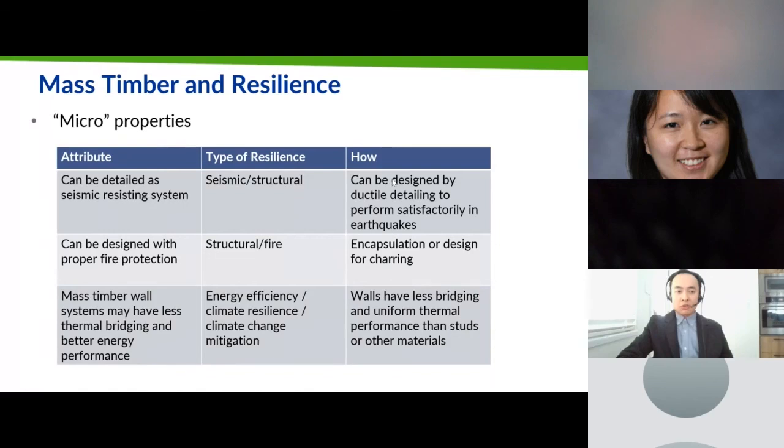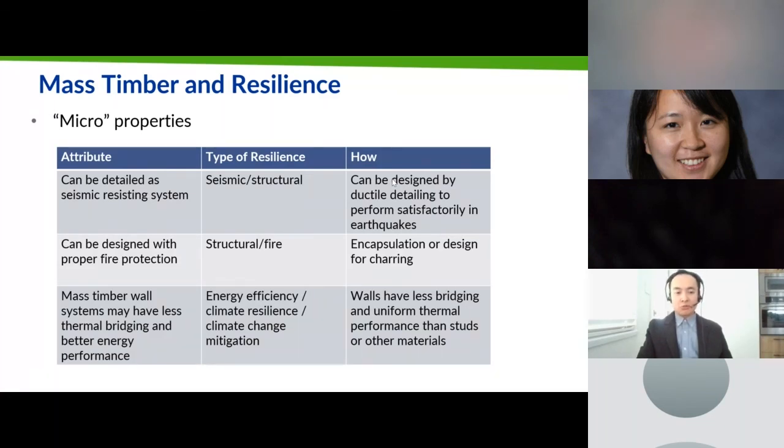If we look more closely at what I call the micro properties, mass timber can be designed as seismic resisting systems, for example, cross-laminated timber or CLT shear walls. And they can be designed with ductile detailing to perform satisfactorily in earthquakes. And this leads to seismic resilience. And mass timber can be designed with proper fire protection, either by encapsulating them in assemblies or by accounting for charring effects. And this leads to fire resilience.